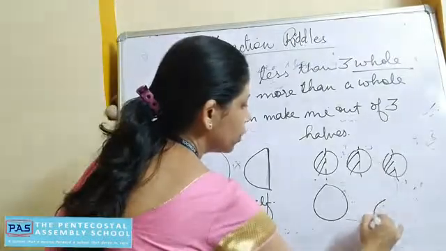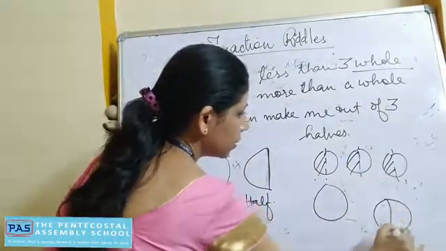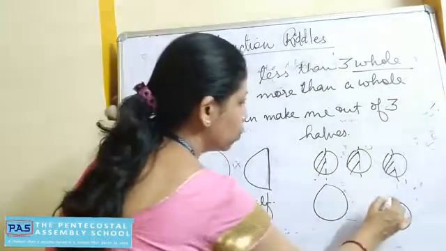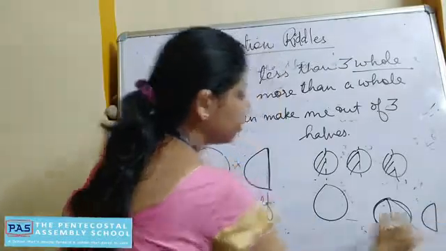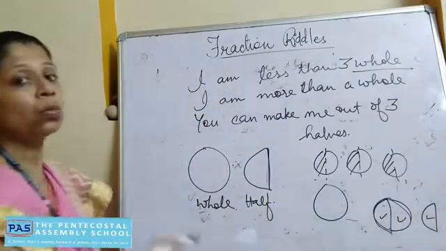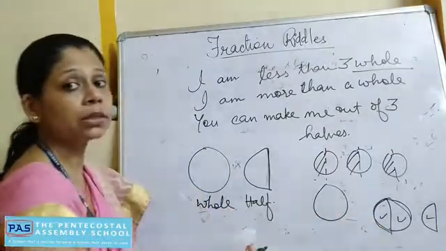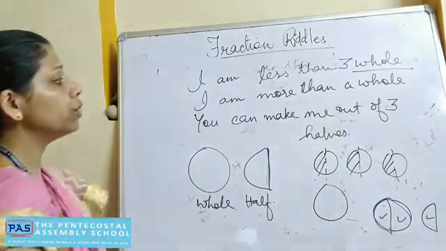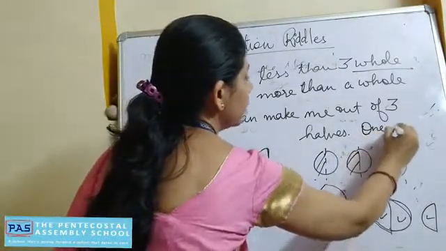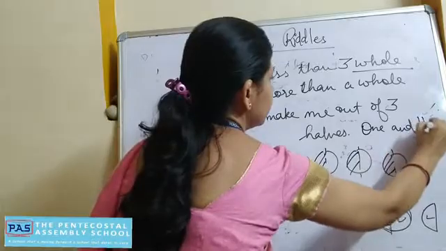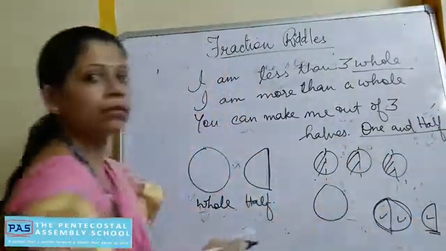So there you can take 1 half of this, another half of this. So this is 1 whole. So 1 half, 2 halves, and 1 more half. So now what figure will be the correct answer? This. You can make me out of 3 halves, so it is actually 1 and a half, 1 whole thing and a half, isn't it?